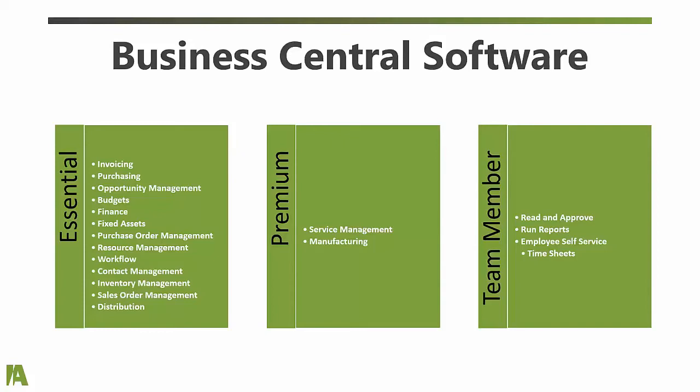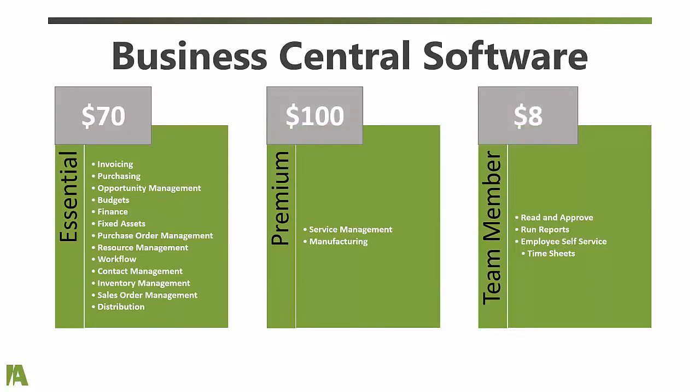Now, these licenses are only available via a SaaS model, or software as a service, and they're named user licenses, meaning anyone that needs to access the software will need their own user license. The essential users are $70 per user per month, premium $100, and team members are $8 per user per month. Now please note that you would not mix and match essential and premium users. If your organization needs manufacturing or service management, every full user would need a premium license. And if you don't need those modules, then every full user would fit the essential license. And team member users are going to have read access to whatever areas the organization as a whole is licensed for.